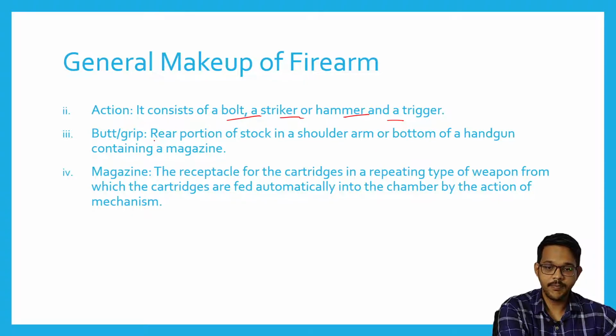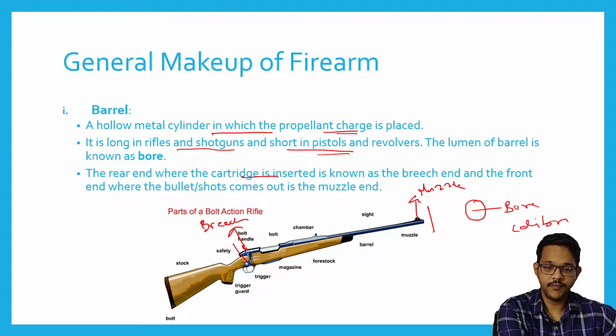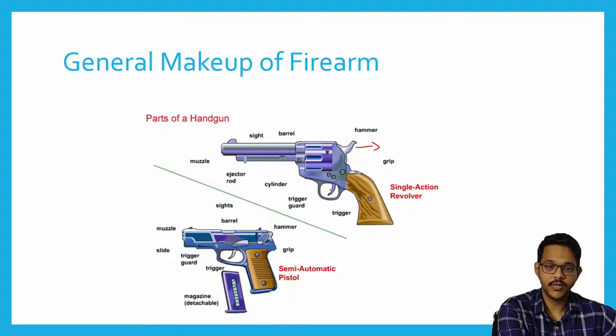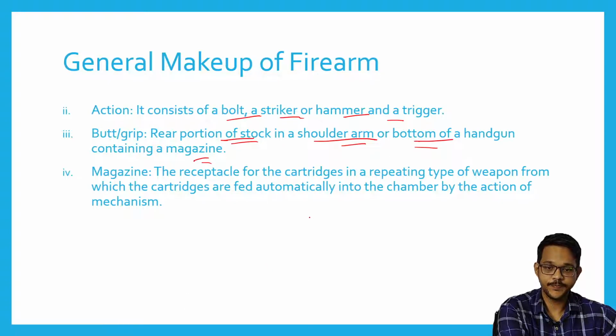Then there is a grip or a butt. It is the rear portion of the stock in a shoulder arm, or the bottom of a handgun containing the magazine. So in rifles it may be a butt, may be made of wood. It may just be used for the shoulder arm, or in shotguns it may be used to hold the gun, or it may also consist of a part where a magazine is loaded.